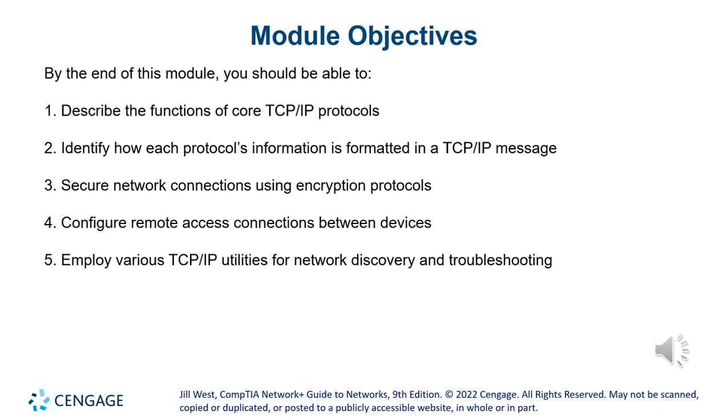Identify those, how they're formatted, how the header gets formatted on the Ethernet header. We'll go through every single detail that is in there. And then continue with some encryption, how VPNs and how encryption works, key management for secure connections, and some of the utilities to troubleshoot that.